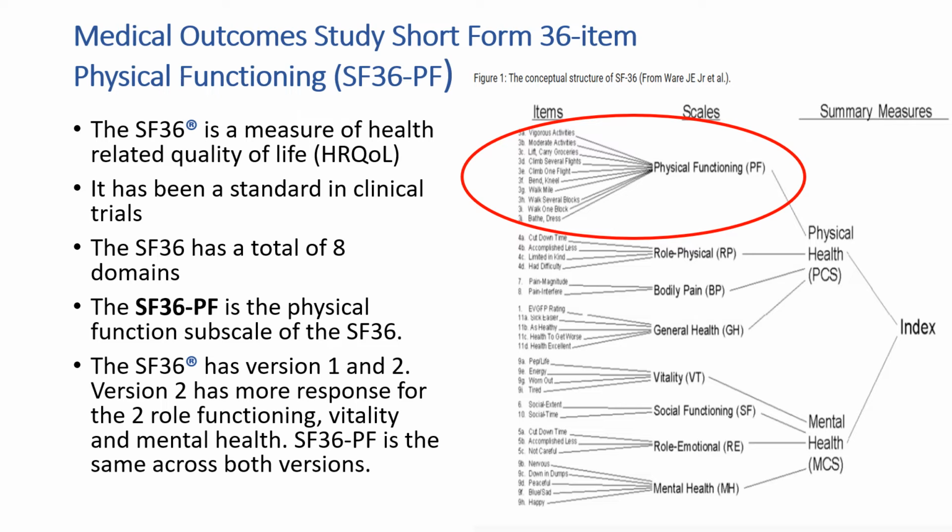SF36PF, Medical Outcomes Study Short Form 36-item, physical functioning. The SF36 is the standard PRO for measurement of health-related quality of life in clinical trials. Within the SF36, there are 8 domains. These include physical functioning, role physical, bodily pain, general health, vitality, social functioning, role emotional, and mental health. The 10-item physical functioning domain of SF36 measures physical function. The SF36 has been validated in PsA patients.